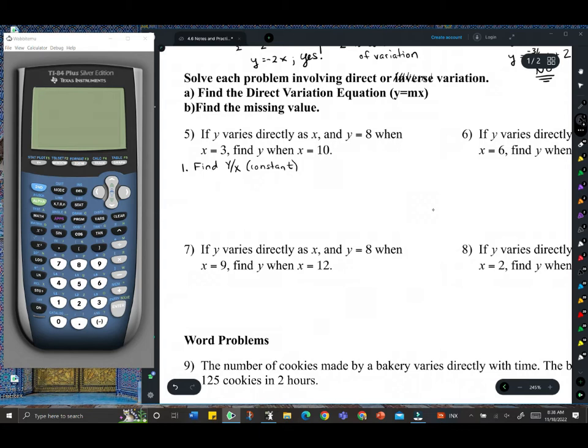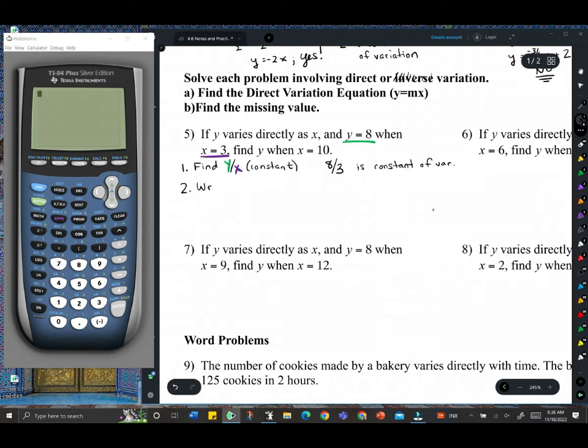And we have a few instances. So, we know that when y is 8, x is 3. So we're going to take that y, I'll highlight it here, and we're going to divide it by its corresponding 3. And that simply is your constant, 8/3. That's all. Now, that's not the direct variation equation, however. That's just the constant.